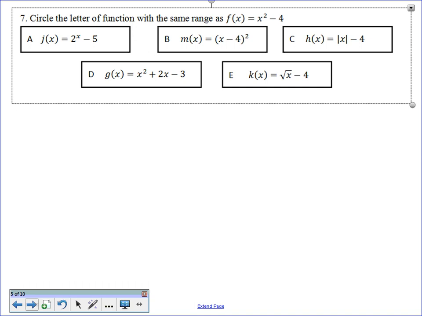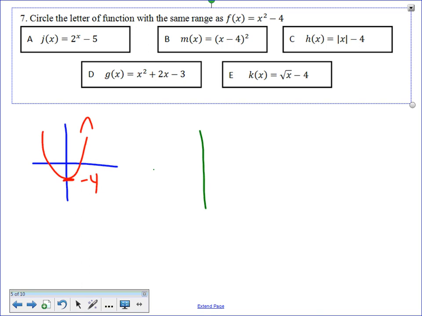Circle the letter of the function with the same range of f of x equals x squared minus 4. So if we look at the graph of f of x equals x squared minus 4, we're going to get a parabola with its lowest point being at -4. So what we want to do is look at all of these functions and say, hey, which one of these is going to have roughly the same range? And probably the easiest way to do that is to look at the graphs.